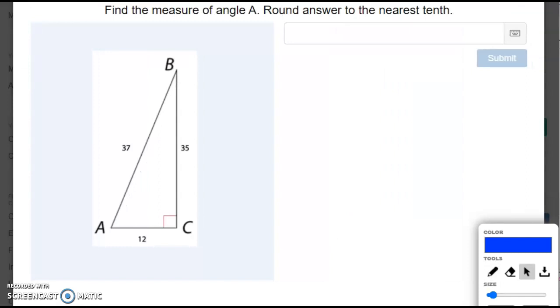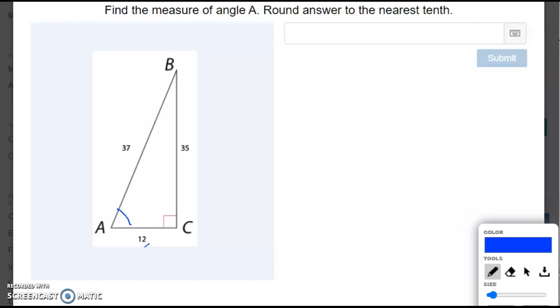All right. Now find the measure of angle A. Now we're asked to find the measure of angle A. This time we are given all three side lengths, so we have a lot of options. We could use cosine, adjacent over hypotenuse. We could use opposite over adjacent for tangent, or we could use sine, opposite over hypotenuse.